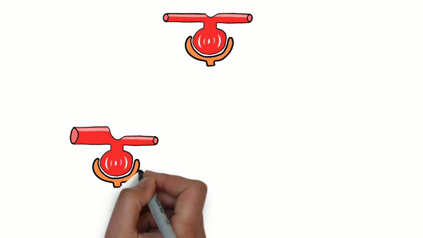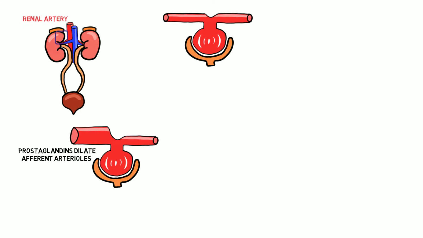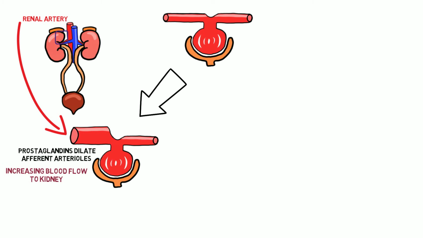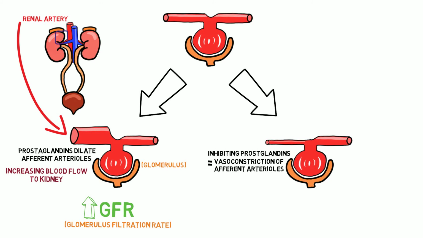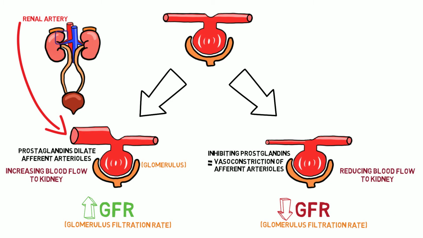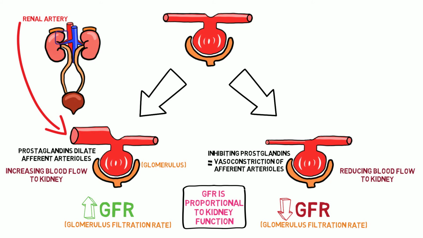Normally, prostaglandins dilate afferent arterioles branching from the renal artery, increasing blood flow to the kidney, and thus filtration of blood by the glomerulus. By inhibiting prostaglandin production, this causes vasoconstriction of the afferent arterioles, reducing blood flow to the kidney, and thus the glomerular filtration rate, also known as GFR. Remember, GFR is directly related to kidney function, so by decreasing the GFR, the kidney function worsens.